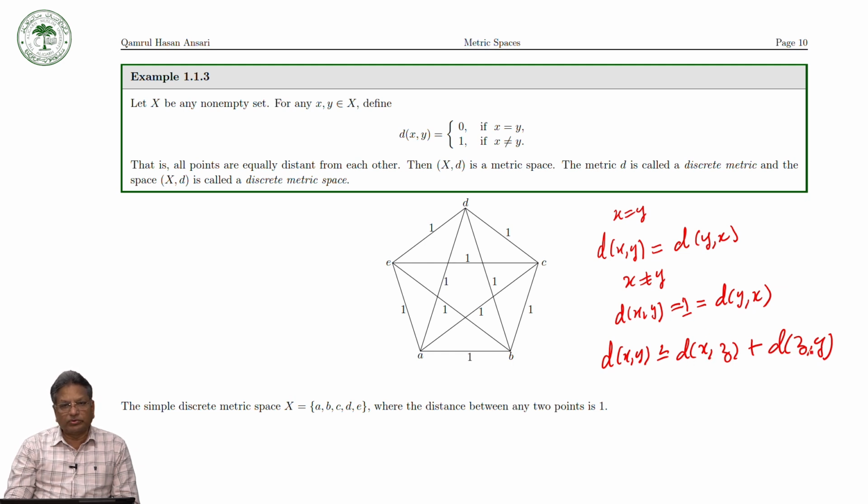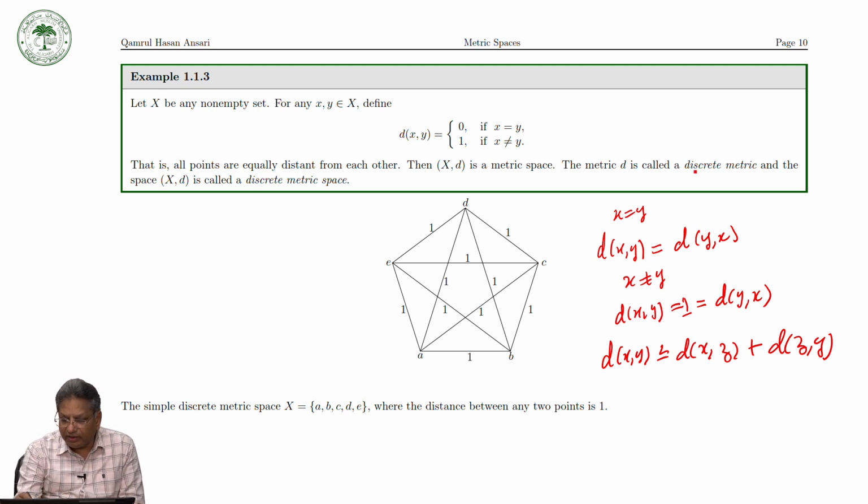Y is equal to z or not. If y is equal to z, then it is 0, otherwise not. So in any case, this must be either 0 or 1 or 2, but this is always 0. In the same way, you can consider different x not equal to y, and then you will see that this d satisfies all the properties of a metric, and it is called a discrete metric.